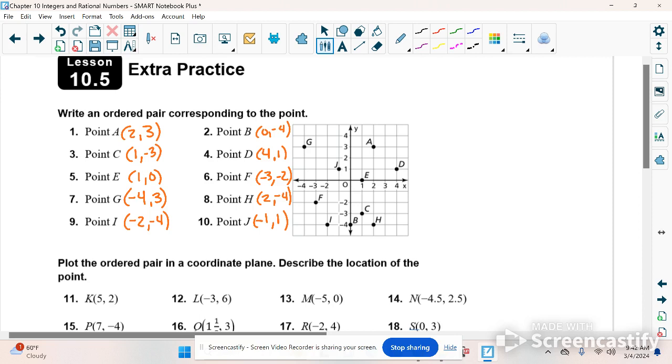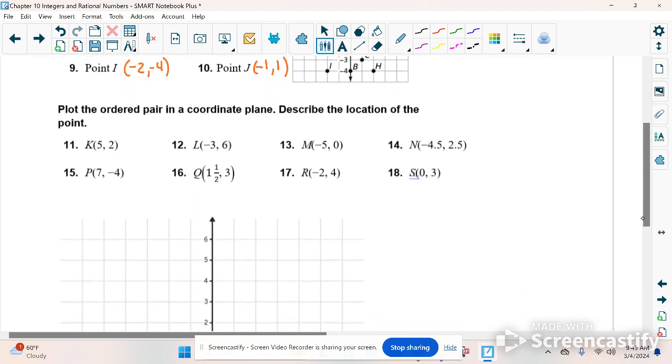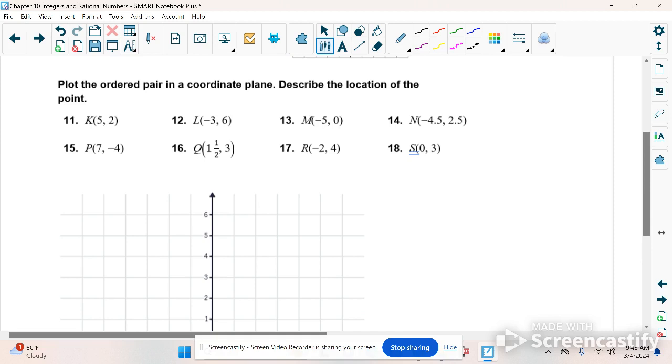This is good. As long as you go out first, then up or down, you'll get them right. Okay. This part right here. Before we plot any points, I want us to predict where they're going to be by just looking at the signs. So before we can do that, I want us to practice.